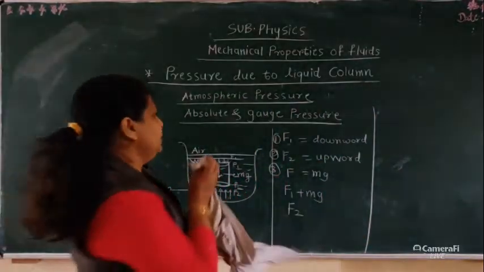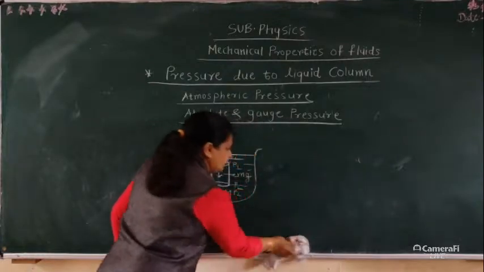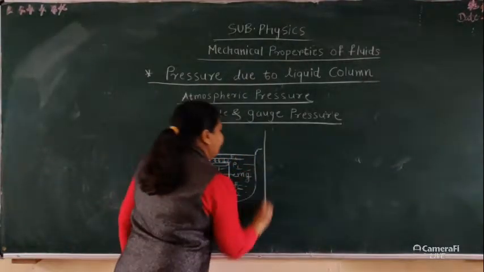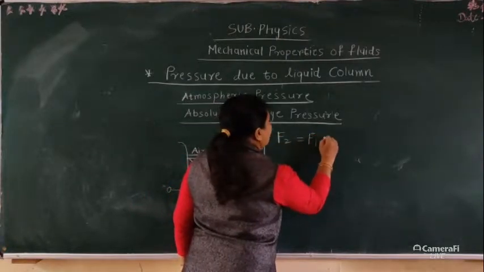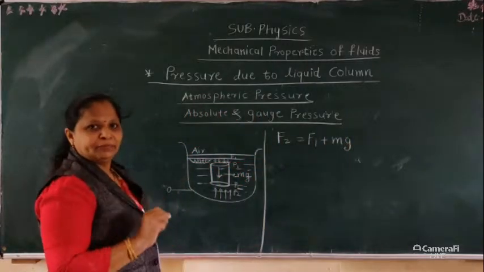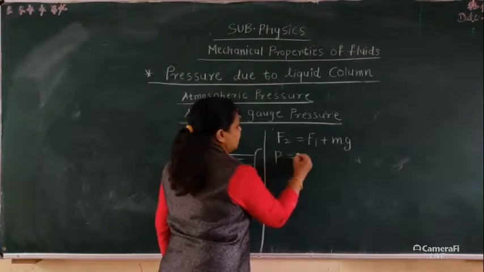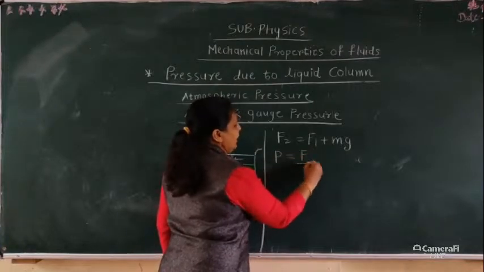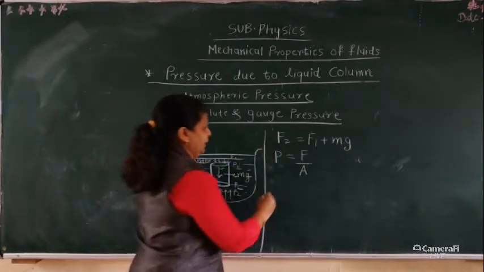Therefore F2 is equal to F1 plus mg. Now you know the formula of pressure: P is equal to F upon A.